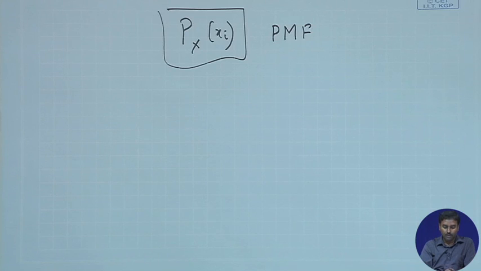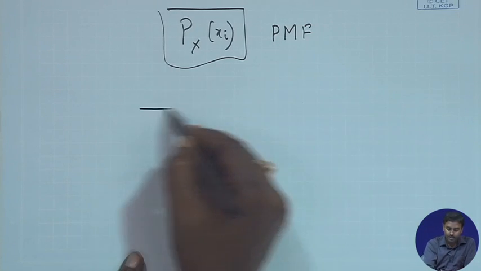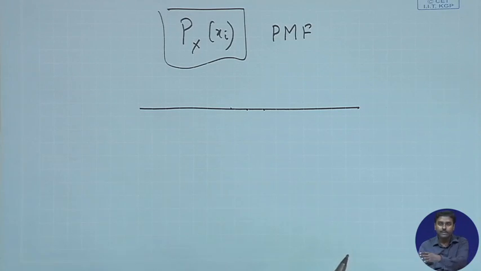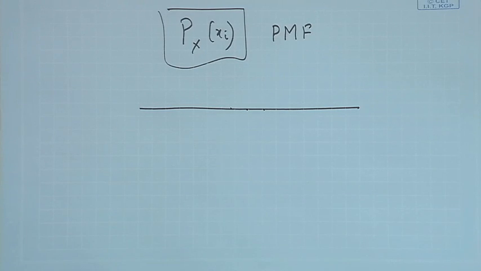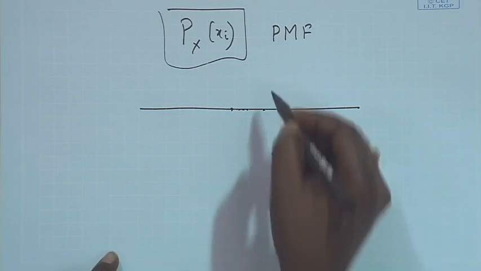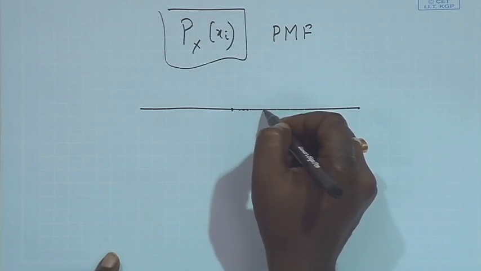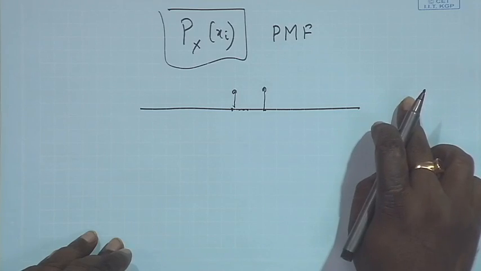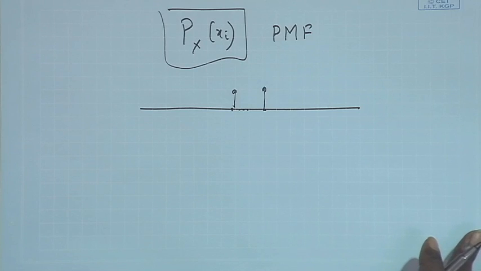Okay. So, if you just plot it, it should be like this. All those xi, now we have mapped them to a real axis. So there will be some discrete values over this axis, and there will be an associated probability value which will be plotted over here. And we know that the sum of all these probabilities must be 1.